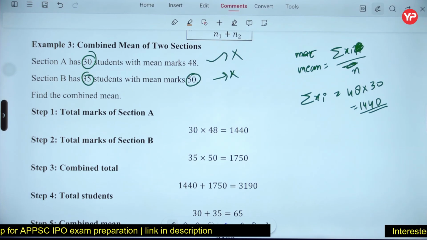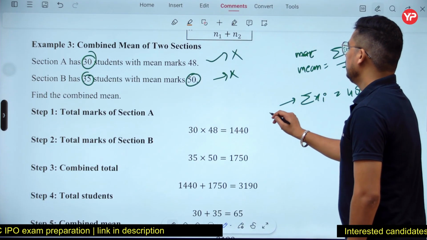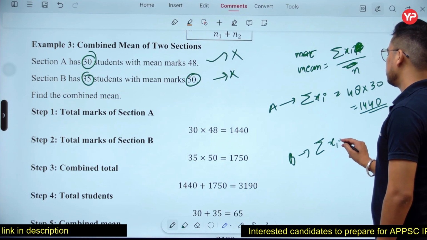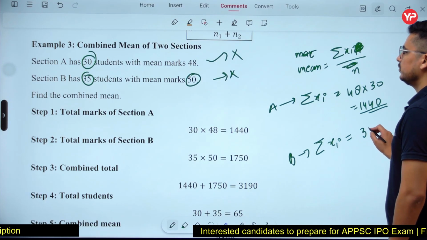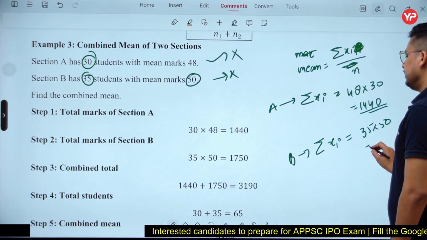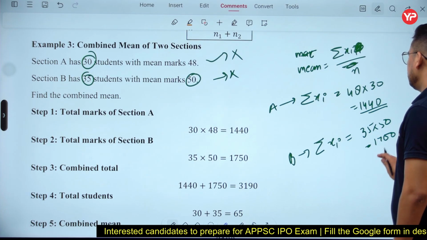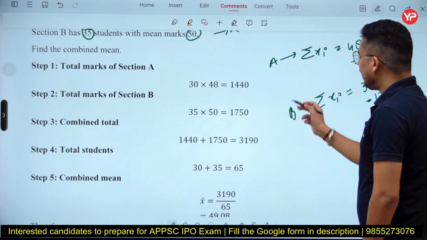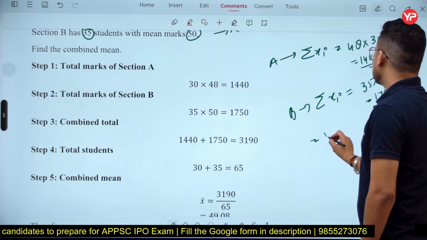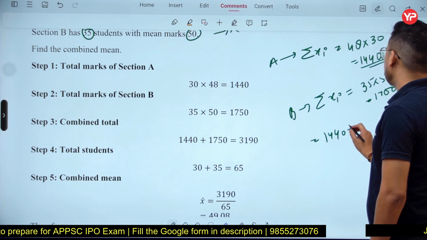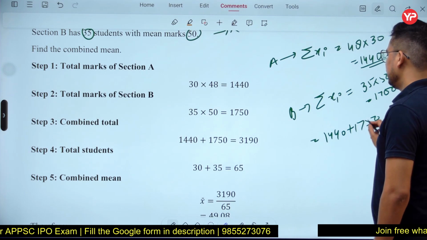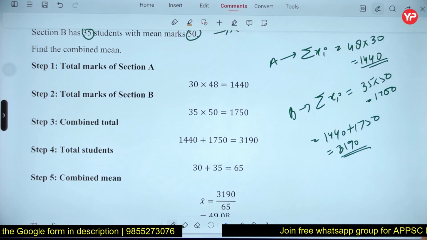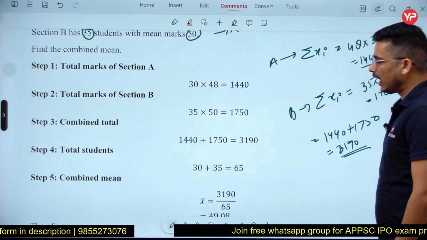Similarly, we can go for section B and calculate the total marks in section B. That will be 35 into 50, and it will give you 1750. Now we will calculate the total marks obtained in class 10. The combined marks of A and B will be the sum of these, 1440 and 1750, that will give you 3190. So this is the combined marks of the students studying in class 10.